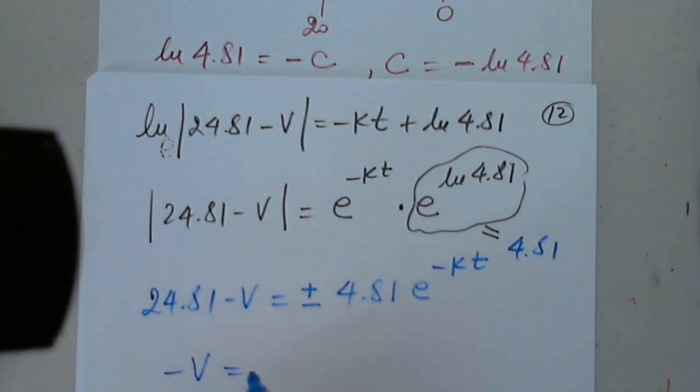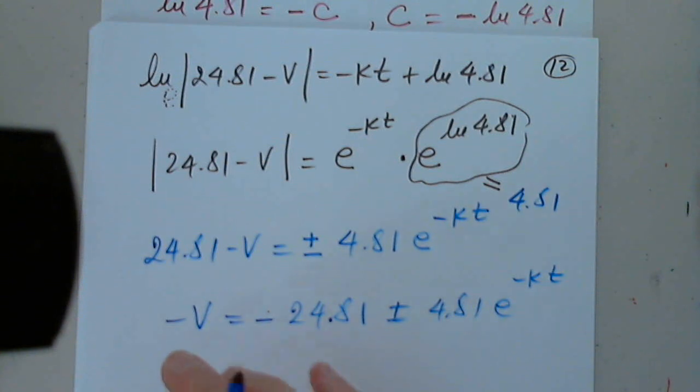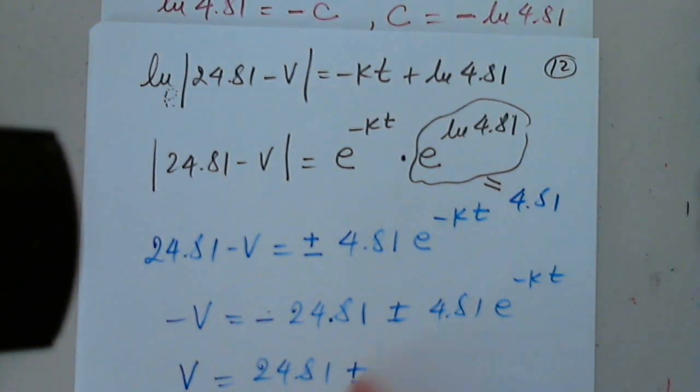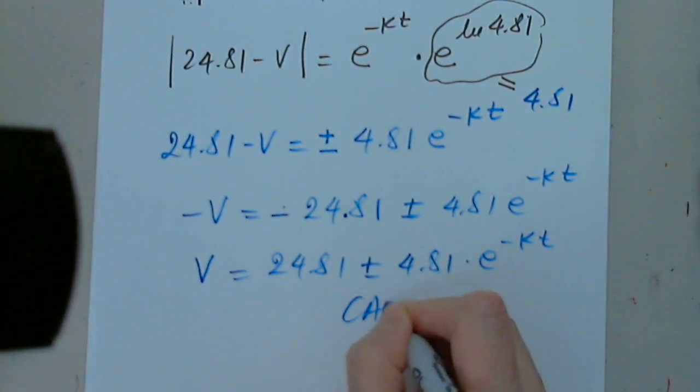Negative v equals negative 24.81. We moved this to the other side, plus or minus 4.81 e to negative kt. Multiply both sides by negative 1, so I get 24.81 plus or minus, times negative 1 is still the same, 4.81 e to negative kt. And then I have to make myself a note. Careful.